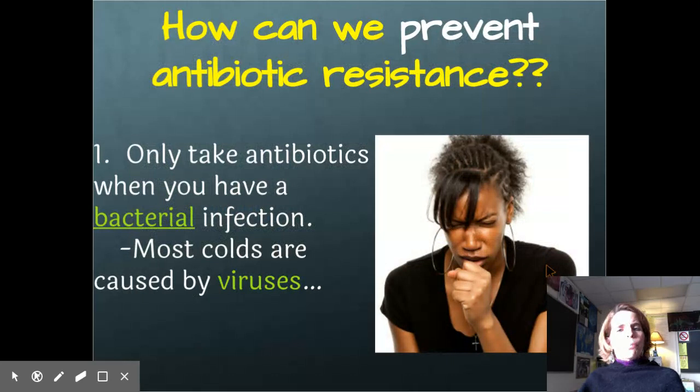So how can we prevent antibiotic resistance? Well, first of all, it's really important that we only take antibiotics when we have bacterial infections. Remember that the vast majority of colds are caused by viruses, the rhinovirus, so taking antibiotics doesn't do us any good. Misuse of antibiotics, like having antibiotics in our soaps, could actually be leading to more antibiotic resistance.